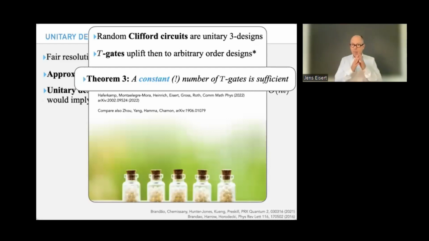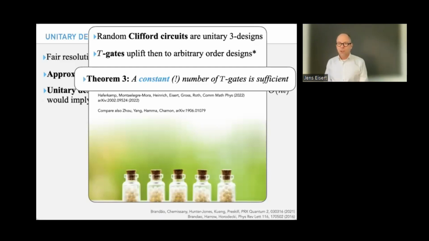That's kind of funny. You have a big circuit and you place a constant number of T gates, independent of the system size, and this will uplift the random circuit to a 27 order design. Whoa, that's kind of funny. It's very unintuitive. And this paper just came out in Communications in Mathematical Physics with a very technical title. It's a very technical paper.